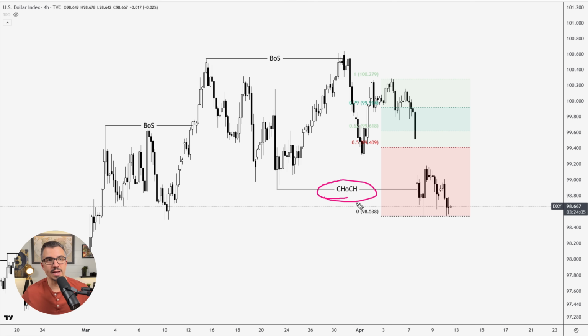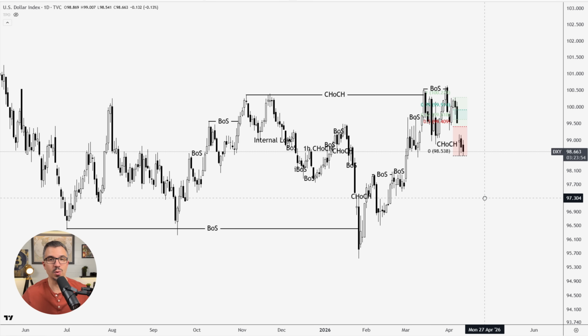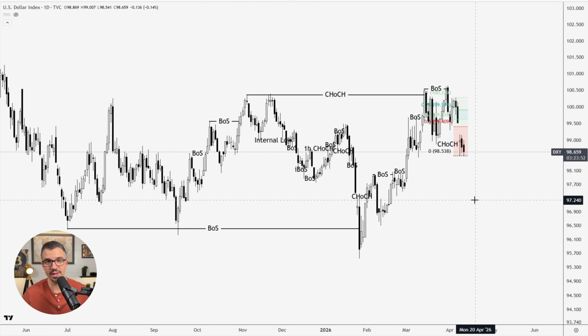So again, going back to the DXY, we have the market giving us that change of character. Now, here is the caveat to this though, and this is a big one, guys. And this is what most traders are going to miss who don't watch this. But looking at the daily chart, because the daily time frame is going to trump the 4-hour, okay? Just like the weekly is going to trump the daily, and the monthly is going to trump the weekly.